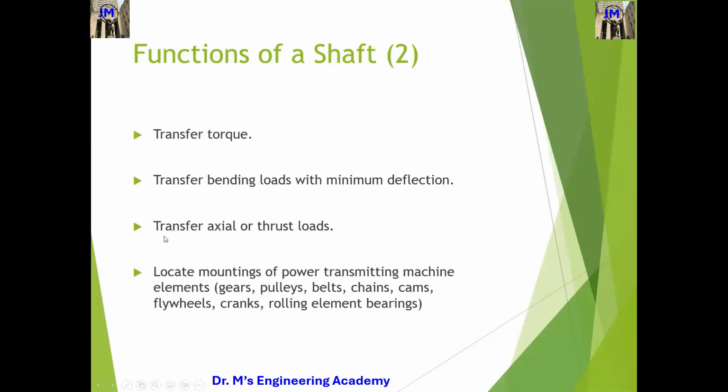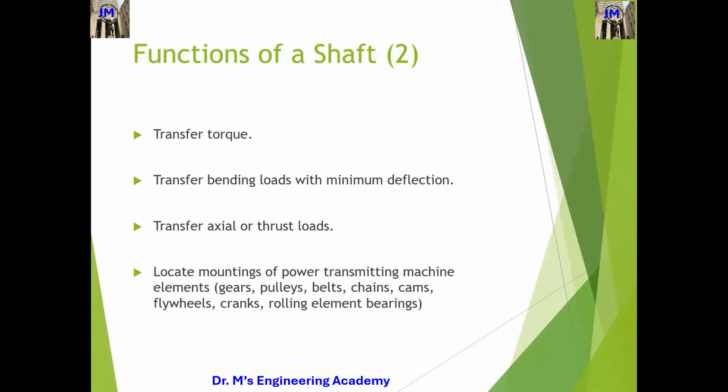So what is the function of the shaft? First, the shaft is used to transfer the torque, right? We have multiple shafts that are parallel, so they just transfer the torque through gears. If this shaft is rotating, driven by a motor, and I want to transfer the torque to this one, then I can have two gears, and then I can transfer the torque.